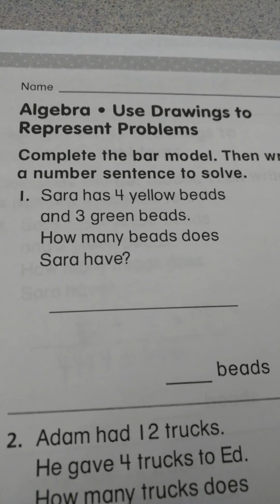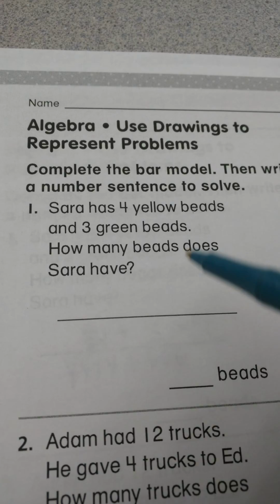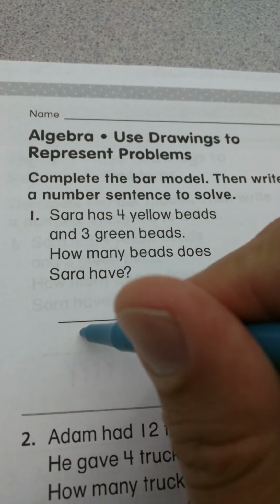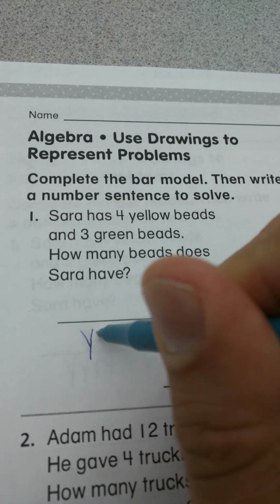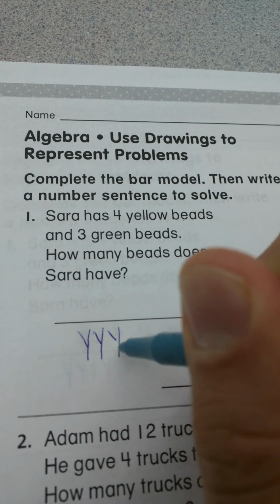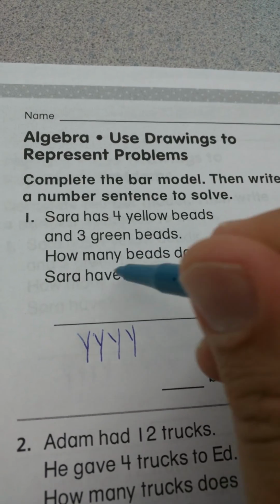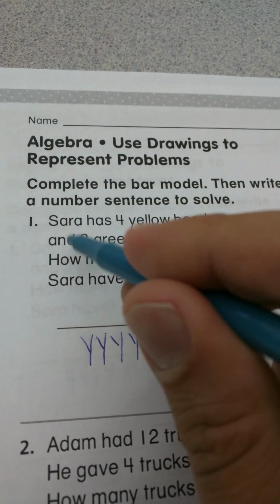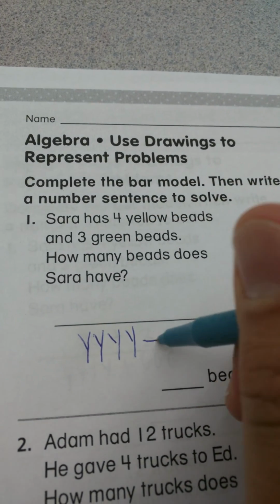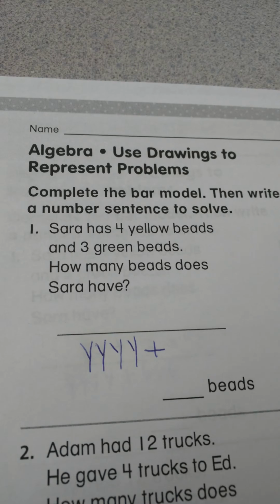Number one, if I was going to do a drawing, it says Sarah has 4 yellow beads. So I'm going to take what I know. It says 4 yellow beads, and I'm just going to use Y for the yellow beads. And it says, and green beads. How many does Sarah have? So it wants to know how many total she has. What is the sum of these 2 sets of beads?